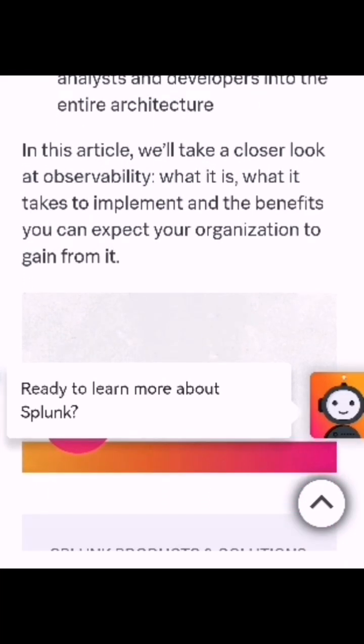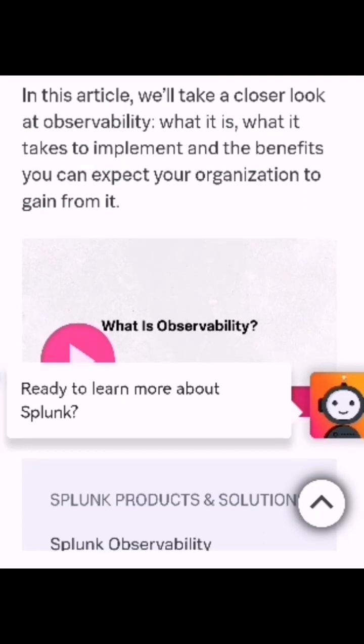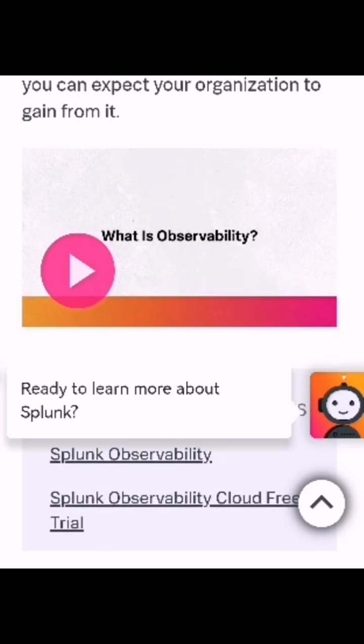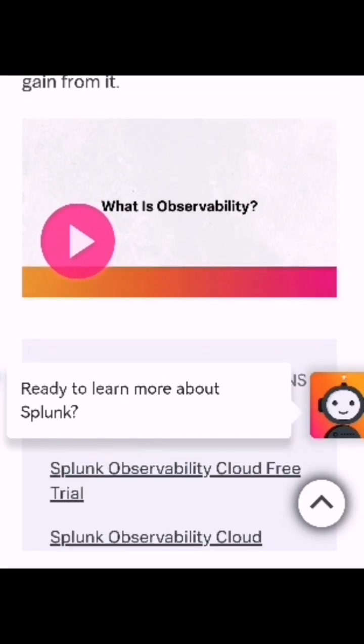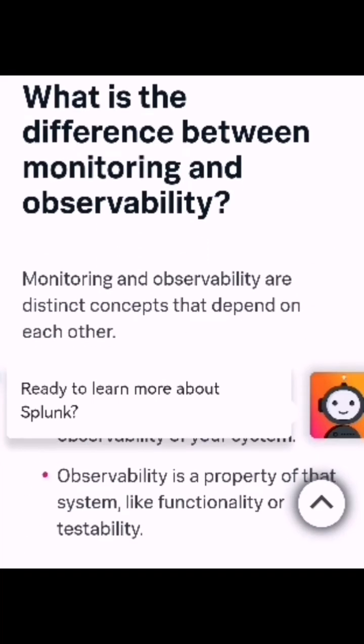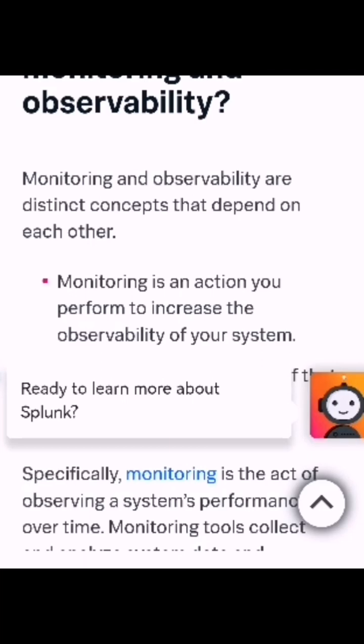In this article, we will take a close look at observability. What is it? What does it take to implement, and what are the benefits you can expect your organization to gain from it? And what is the difference between monitoring and observability?